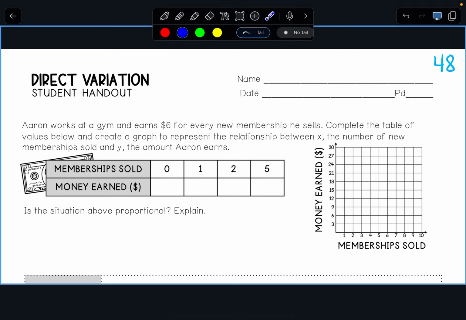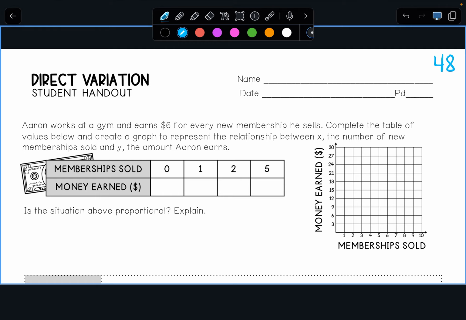Okay, so today you're going to start the first lesson of Unit 4, Direct Variation. And this is to the unit of applying linear relationships. Aaron works at a gym. You should be receiving a cover page for this as well. So this is going to be page 48 in your notes after page 47, which is the cover page.